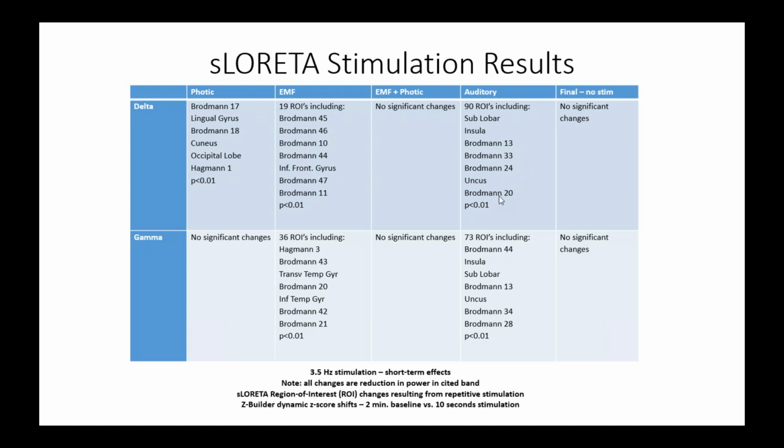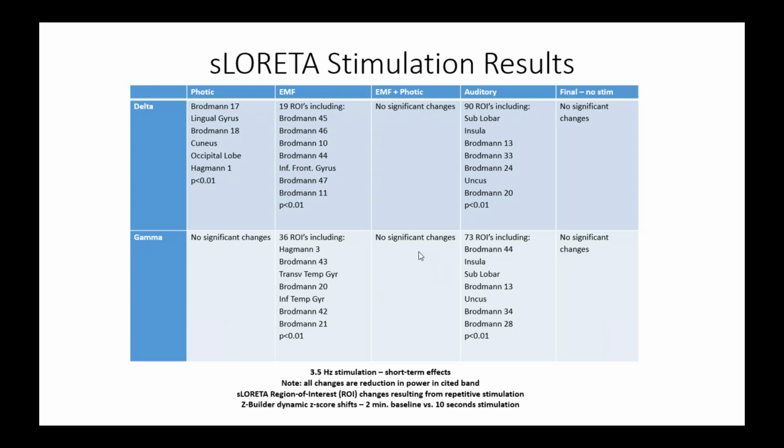Again, p-value of less than 0.01. Afterwards, the after baseline, no significant changes. In gamma, the photic stimulation at 3.5 hertz made no significant changes. The pEMF did. And in Brodmann 43, Hagman 3, transverse temporal gyrus, again, this is primarily temporal, frontotemporal.